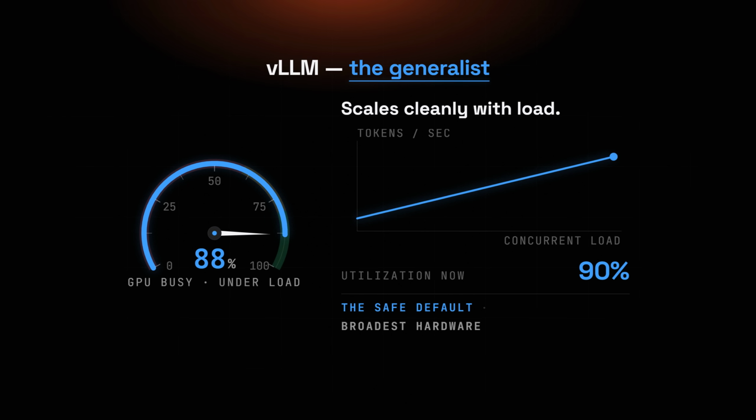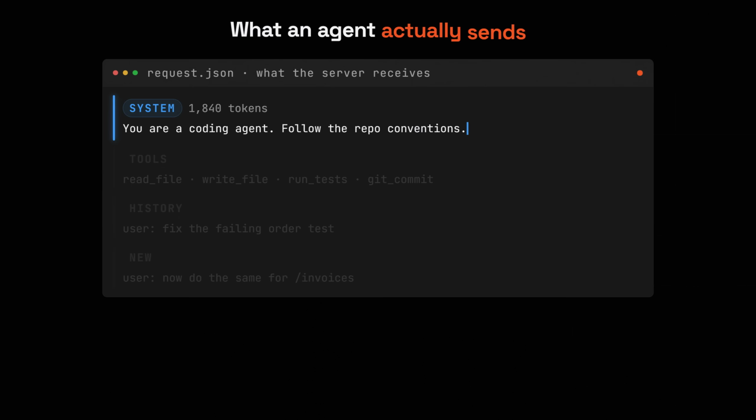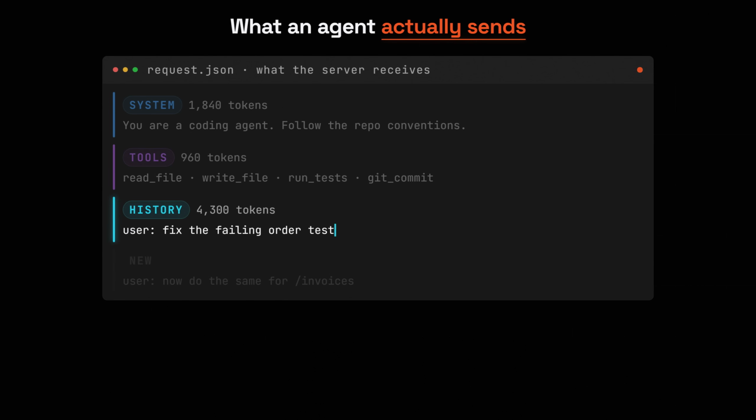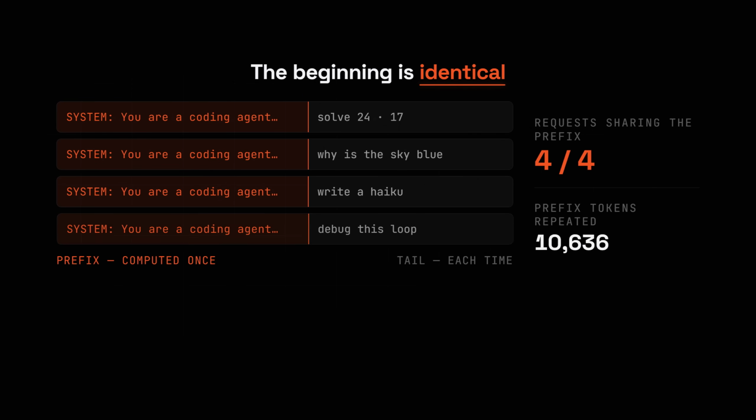For a lot of teams, the story could end right here. But look closer at what your server is actually being asked to do all day, because most real serving traffic isn't a pile of unrelated prompts. Look at what an agent actually sends: the same long system prompt, the same tool list, the same chat history, over and over, with a handful of new tokens on the end each time. The beginning of every request is nearly identical.